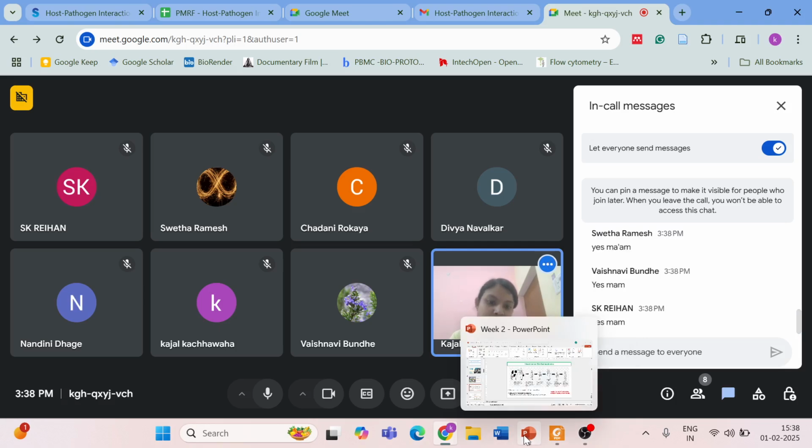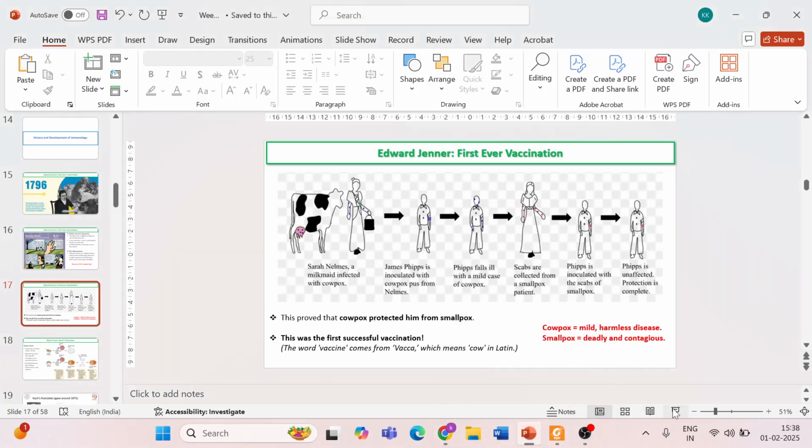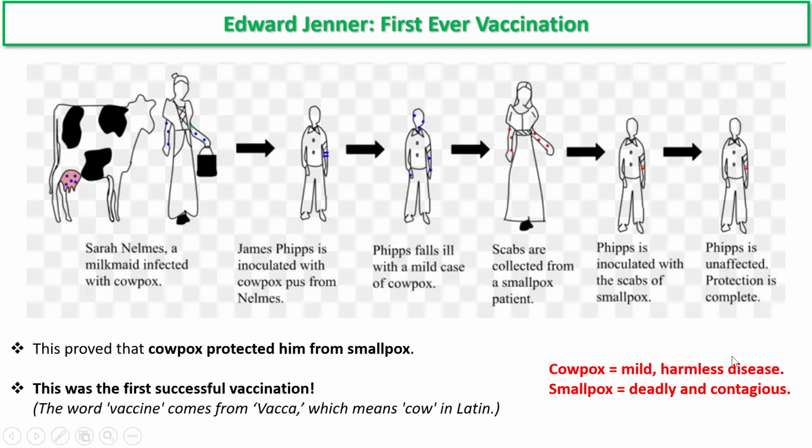Okay, let's move further and learn some other story about immunology. So this was the story of Edward Jenner. The first vaccination started from this concept.